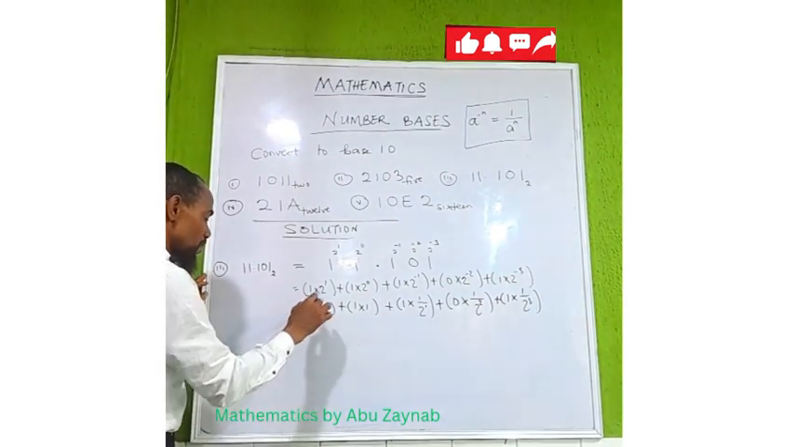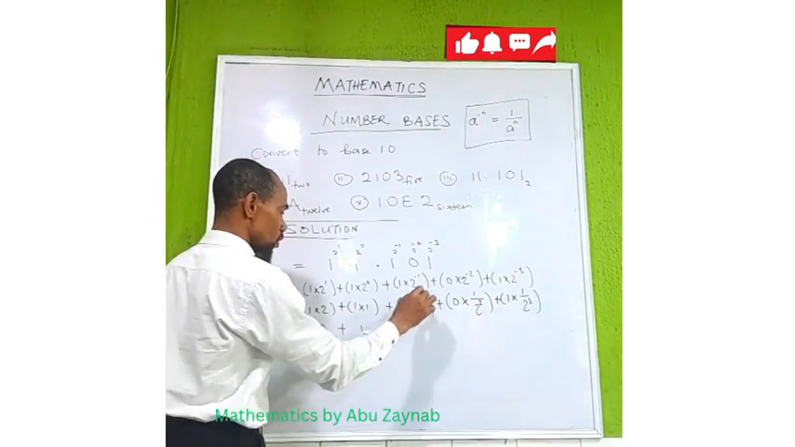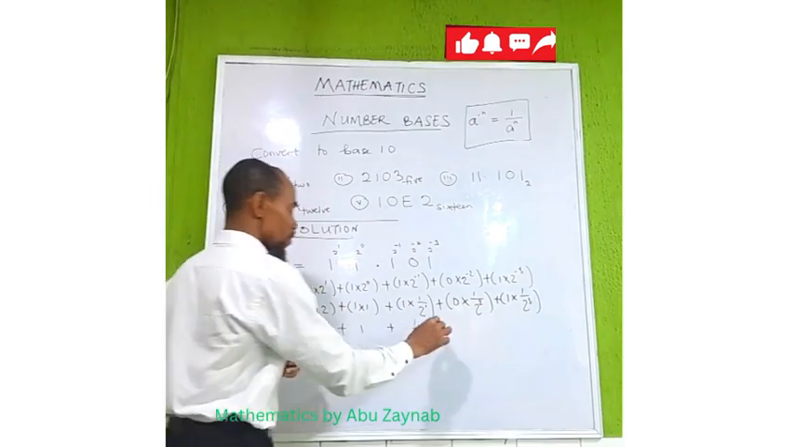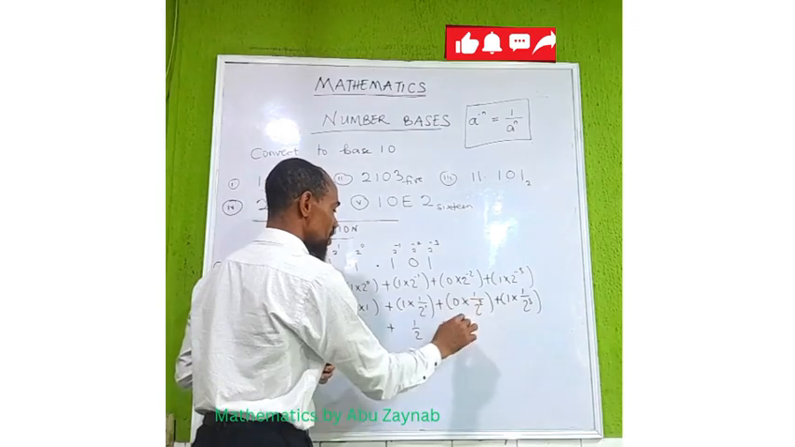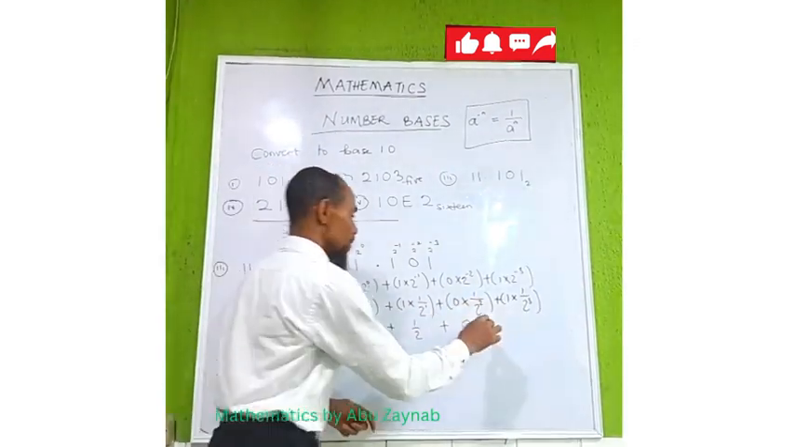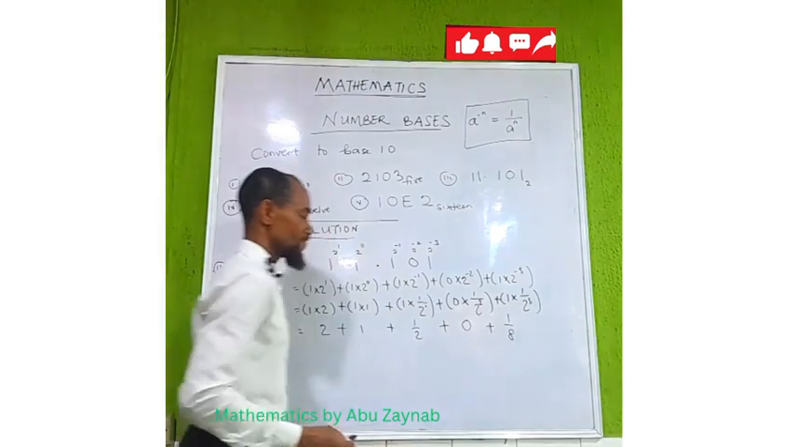So at this point, we multiply 1 times 2, 2. 1 times 1, 1. Plus 1 times half is 1 over 2. Plus whatever you have here times 0 is 0. Actually, 1 over 4 times 0 is 0. Then lastly here, 1 over 2 power 3 is 1 over 8.